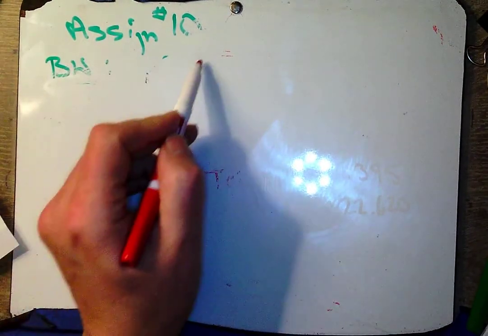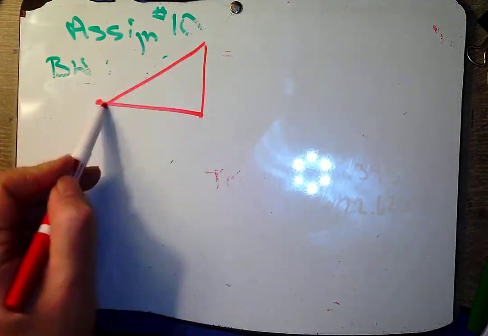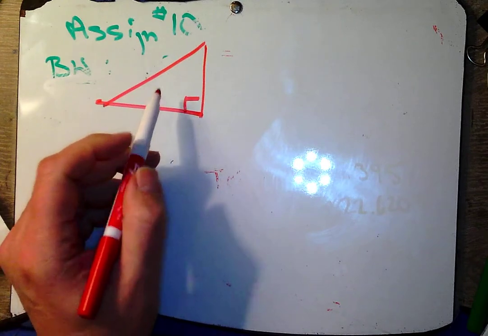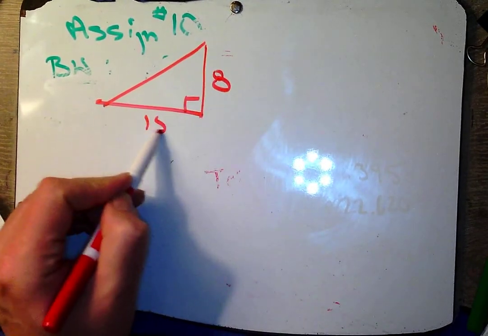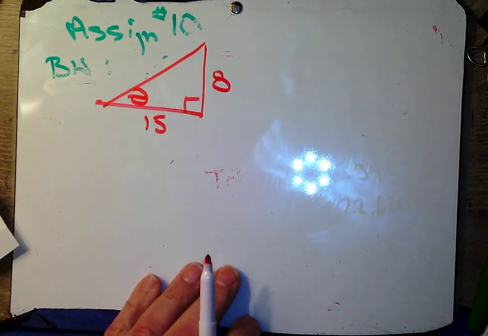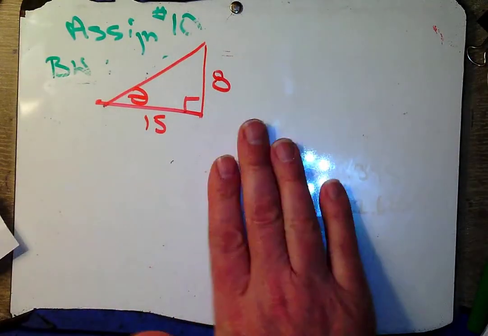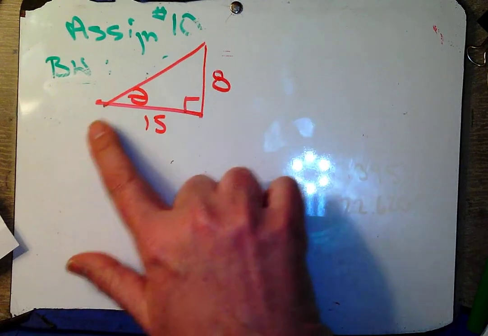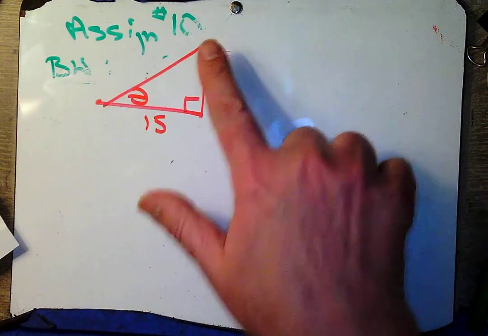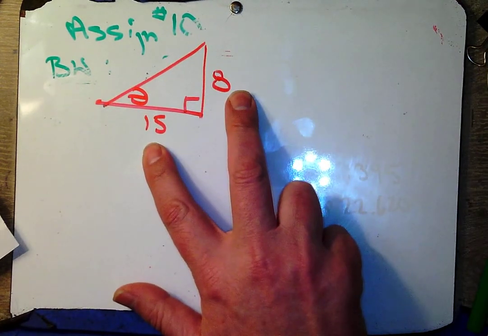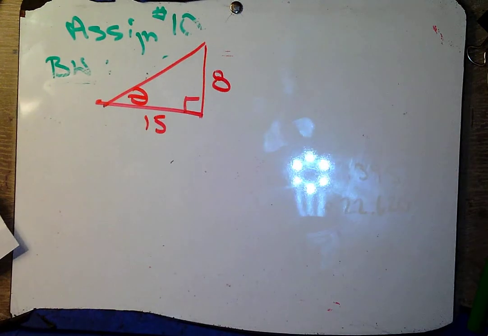Since I've shown you how to do one, you could probably do this one. So how about this? And we've got 8 and 15, and I'd like to know theta. All right? Clearly, again, we're not on the unit circle, because in the unit circle, the hypotenuse is always 1, and the hypotenuse is the longest leg in a right triangle.